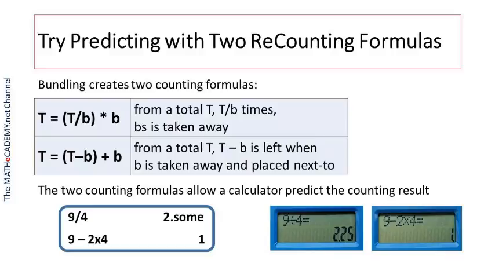So, to ask the calculator to predict the result of recounting 9 in 4s, we enter 9 divided by 4. The result, 2. Sum, tells that a 4 bundle can be taken away 2 times. To find the unbundled, we enter 9 minus 2 times 4, leaving 1. The calculator thus predicts that 9 can be recounted as 2.1 4s.